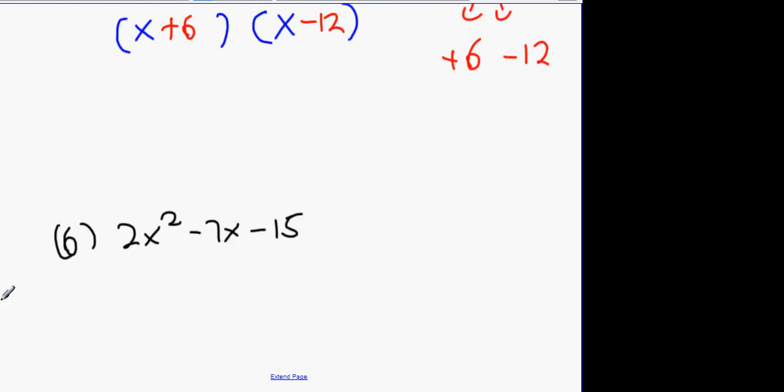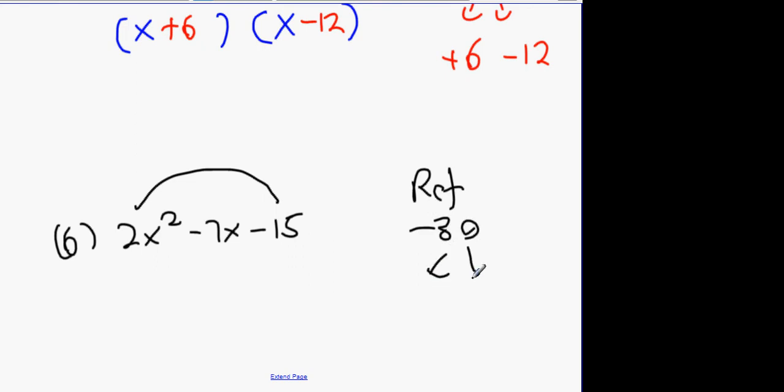Okay, this one here. Can we have Luke? 2 times minus 15? Reference number is minus 30. Break up minus 30 into two numbers that multiply to give you 30, but add together or subtract to give you minus 7.